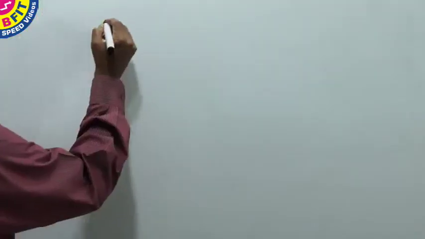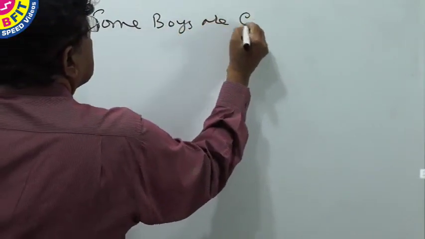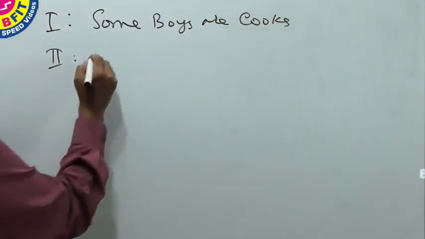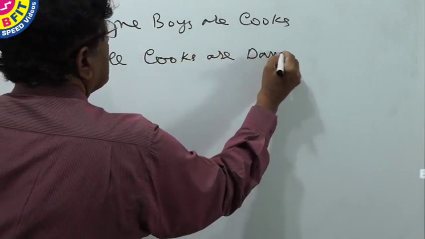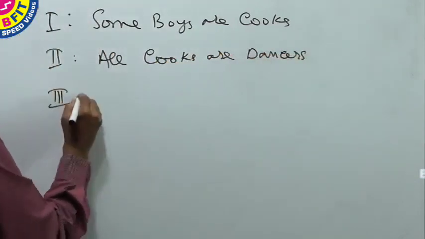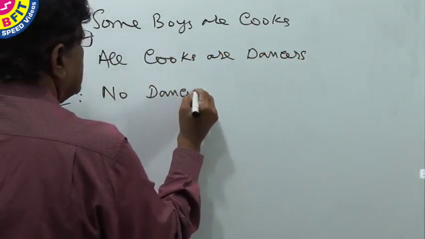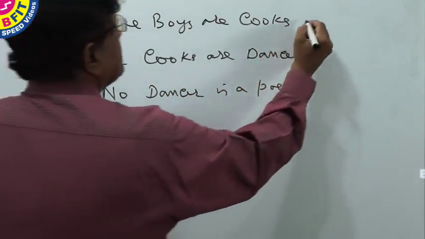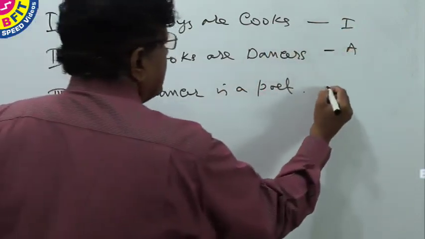Now let us see the working. Statement 1, some boys are cooks. Statement 2, all cooks are dancers. Statement 3, no dancer is a poet. Now this is I type statement, this is A type statement, and this is E type statement.